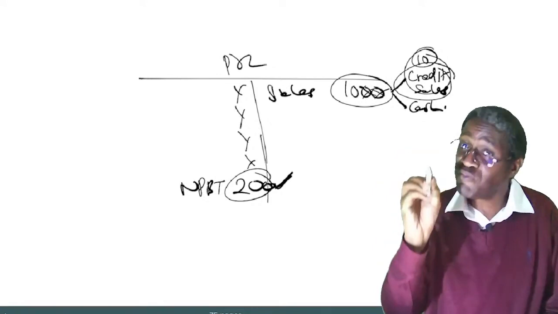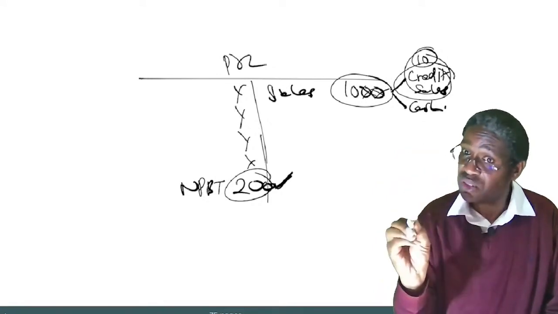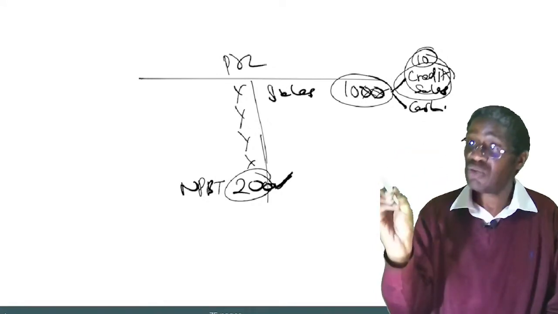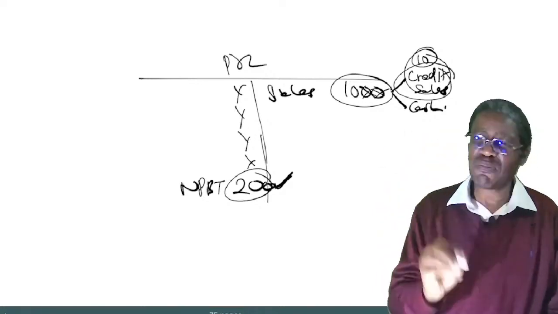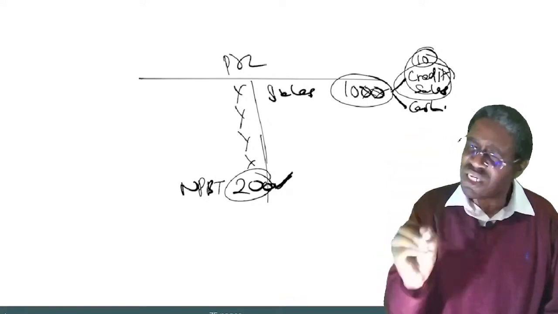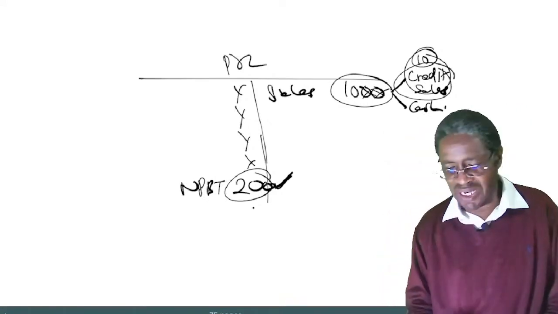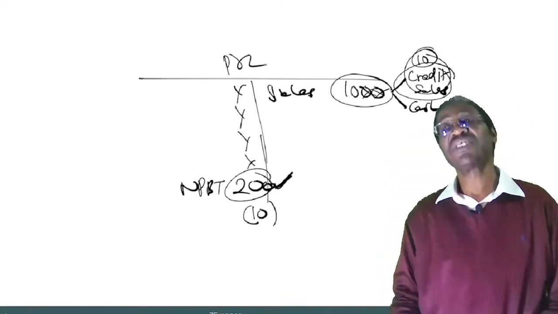They made your profit more than it should be. The credit sales were added to sales. By adding them to sales, they made my profit more. So to determine the true profit, I should reduce that profit by 10.